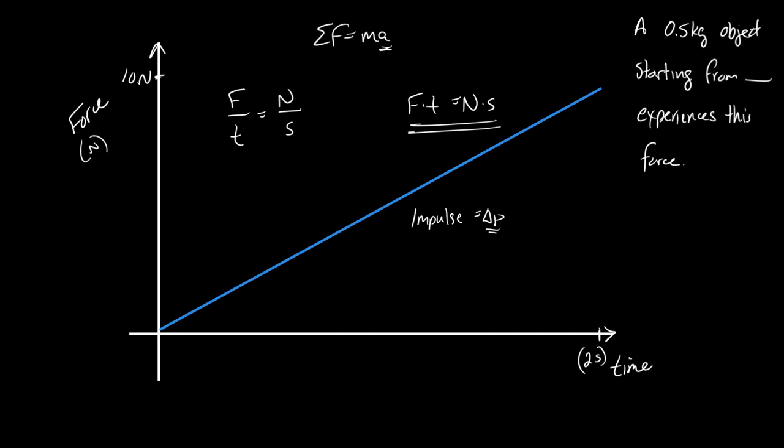Things this graph can't tell you. Can't tell you where the object is. It doesn't contain it. Can't tell you how fast the object is traveling. And actually can't tell you the acceleration unless you have the mass. But if you were told that it started from rest, you could figure out what the object's velocity is after 2 seconds because you have the change in momentum. You could also figure out things like kinetic energy because you would have mass and you would have velocity.